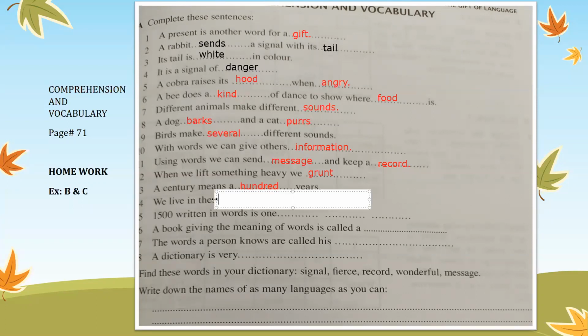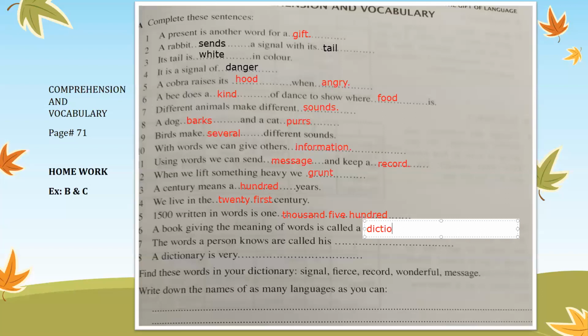We live in the 21st century. Number 15: 1500 written in words is one thousand five hundred. Okay, 1500. Number 16: a book giving the meaning of words is called a dictionary.